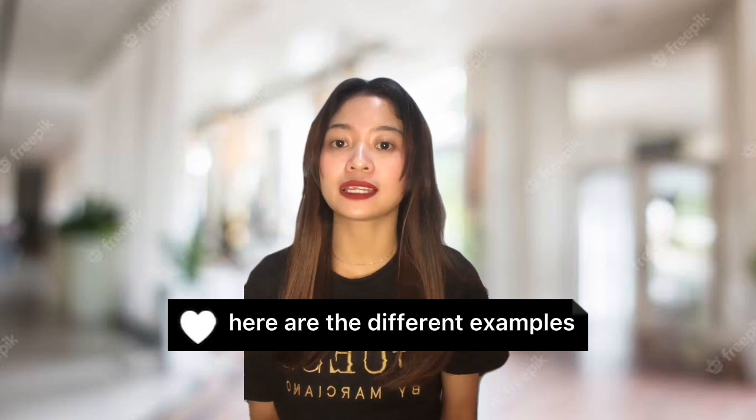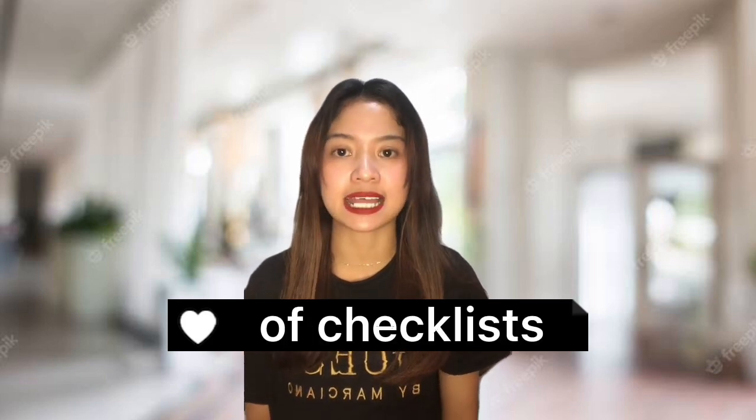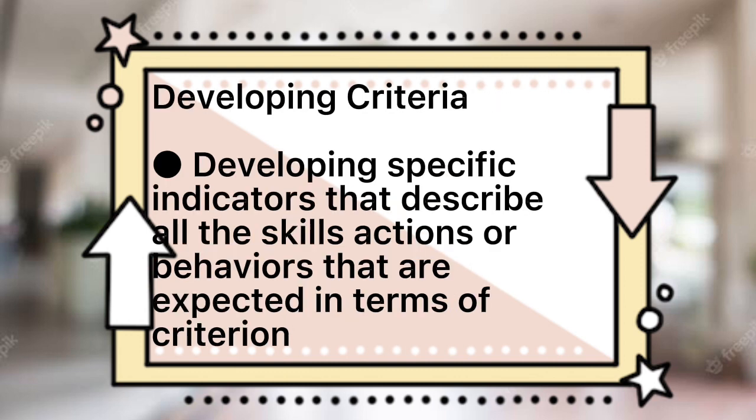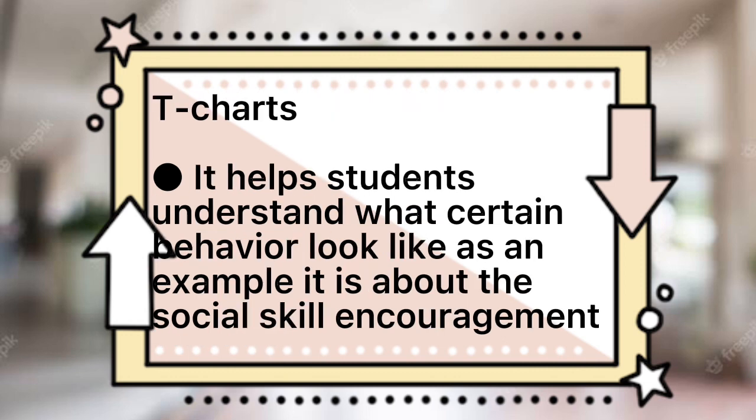Here are the different examples of checklists. The individual checklist is used when students are going to be observed individually. The second one is developing criteria, developing specific indicators that describe all the skills, actions, or behaviors that are expected in terms of criteria. The third one is the T-charts. It helps students understand what certain behaviors look like, as an example, the social skill of encouragement.